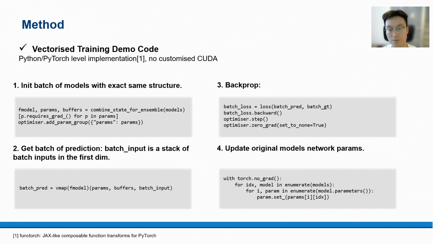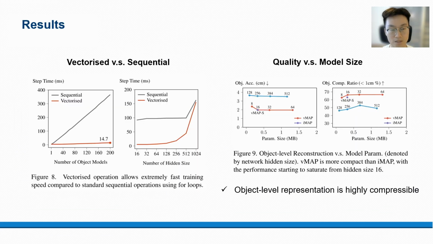Then, prepare the batch training data for the batch models. By just one go inference, we can get the batch of predictions from the network. Next, we can compute the loss of batch models and simply do the backpropagation. Finally, as the batch model is a deep copy of the original models, we need to update the network weights to the original models manually.